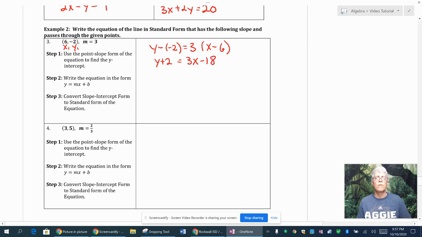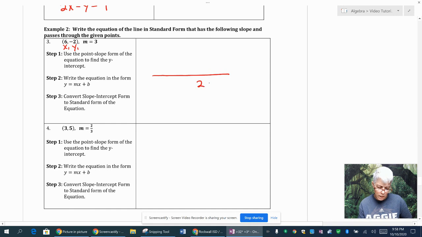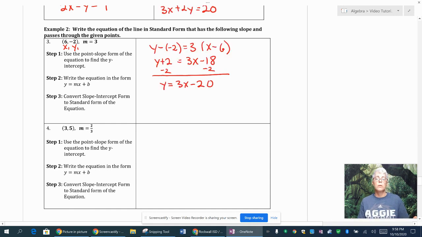Now I need to move everything around. I'm going to move it into slope intercept form, so I will move the 2 over. I get y equals 3x minus 20. Now it is in slope intercept form.